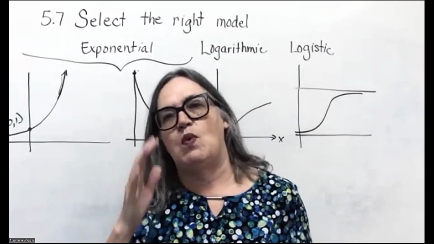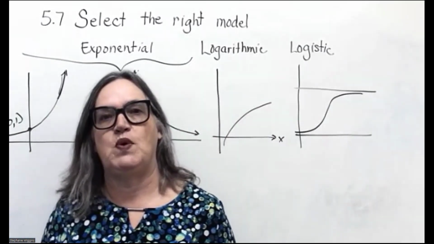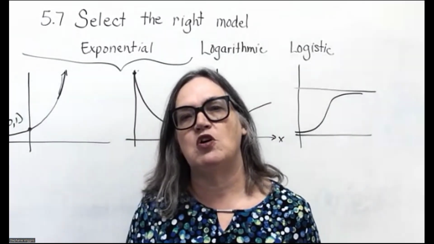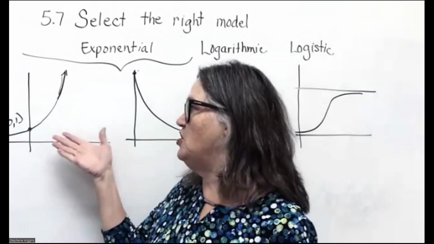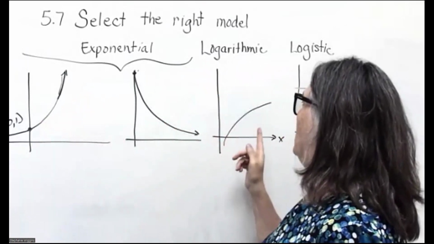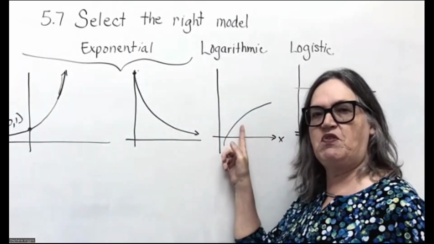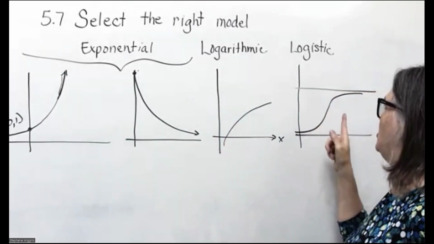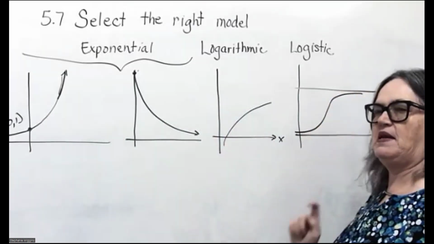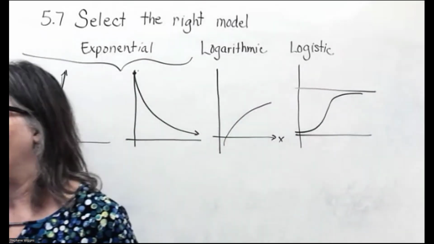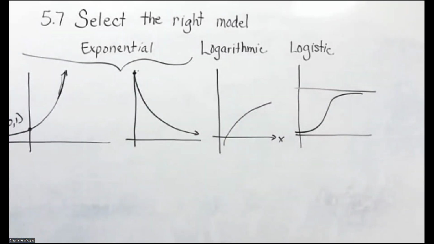So that's an easy way to identify the difference between the three types. You're going to look for how they bend. Exponential functions bend upward. The logarithmic function bends downward. And the logistic has both types of bending in it. Let's look at the homework. We'll see how we apply what we just learned.